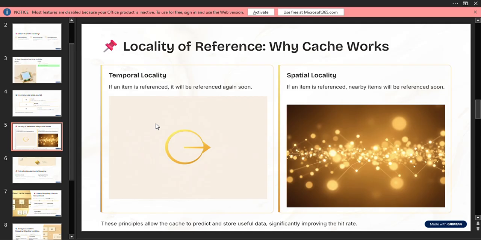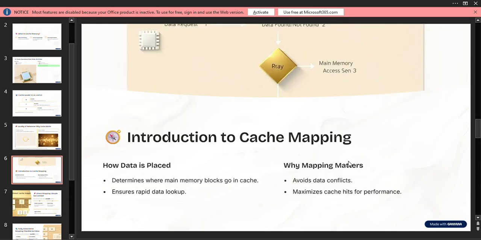For spatial locality, if a piece of data is accessed, nearby data will likely be accessed next. If an item is referenced, nearby items will be referenced soon. And that's spatial locality. This prediction allows the cache to load data intelligently, increasing hit rates and improving performance as well.